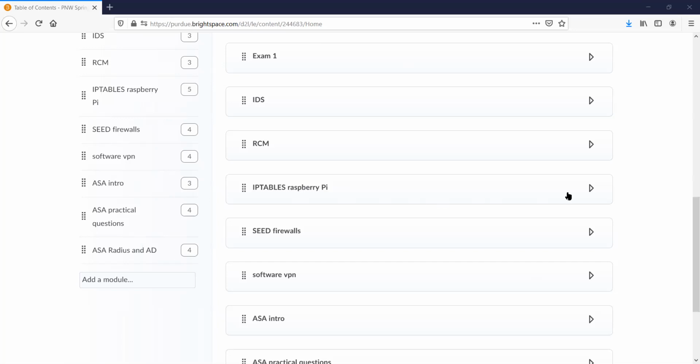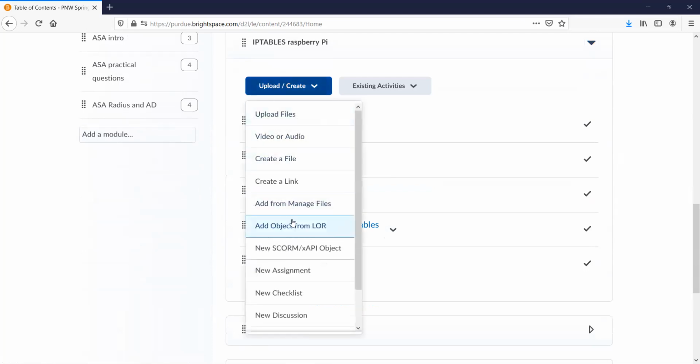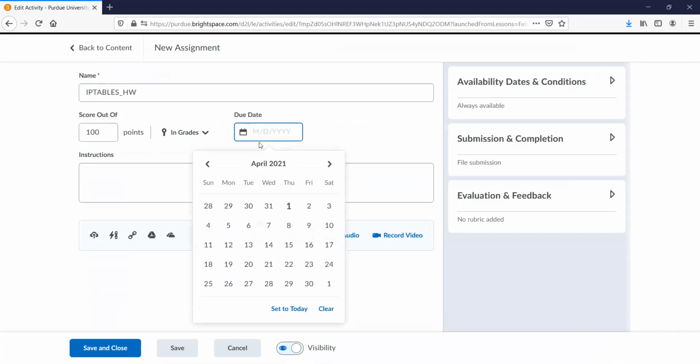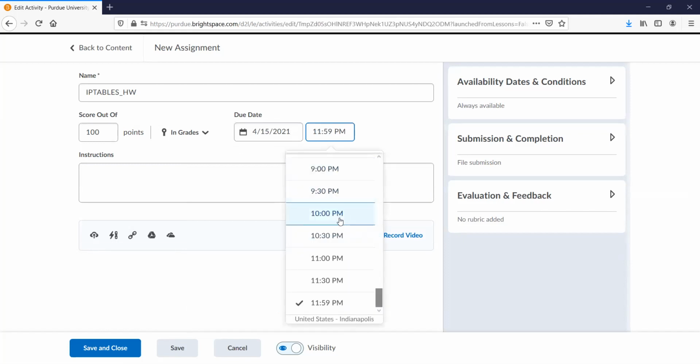Right, and I'm going to go in this module, IP tables. Here you have, we've already discussed the IP tables problems. So in here, I'm going to create the new assignment link. So you should be seeing that. I'm just going to call this IP tables homework. Okay. As I said, this is because we have the exam on the 6th. I'm going to make it due on the 15th. Okay. So the homework will be due on the 15th, by 10 p.m.